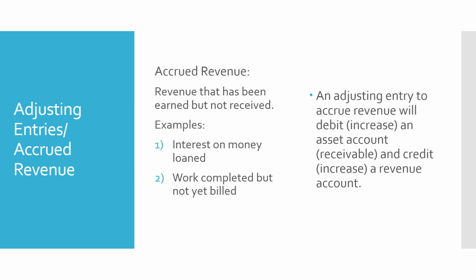So when you make an adjusting entry to accrue revenue, you're going to debit an asset account and increase that asset account, which is typically going to be a receivable account, and you're going to credit or increase a revenue account.